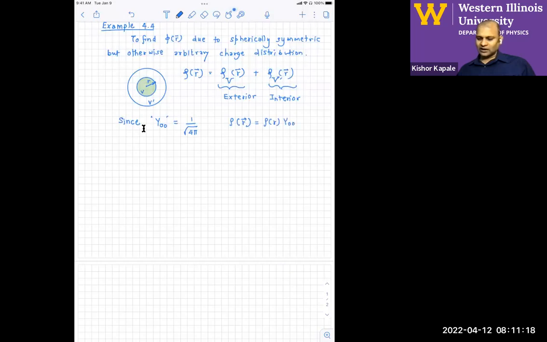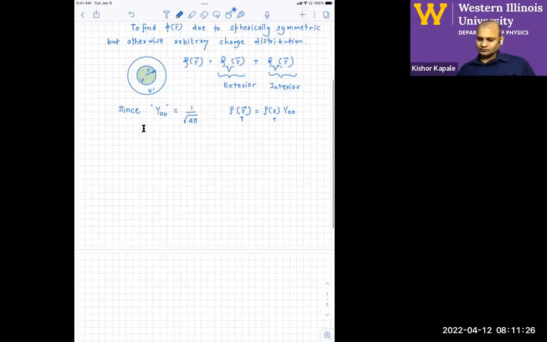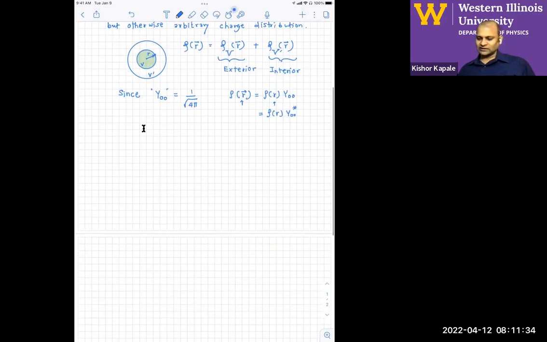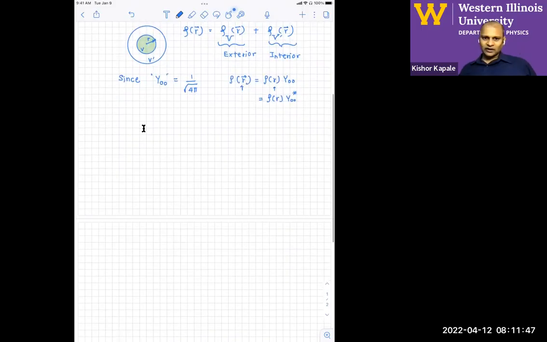So now r here is a vector. It now turned into just the magnitude of the position, and then Y00. Or you can write it as rho of r Y00 star, because Y00 and Y00 star are exactly the same. Okay, everybody okay with that so far? So that just makes life easier, because you can use the orthogonality relations very, very quickly, right?